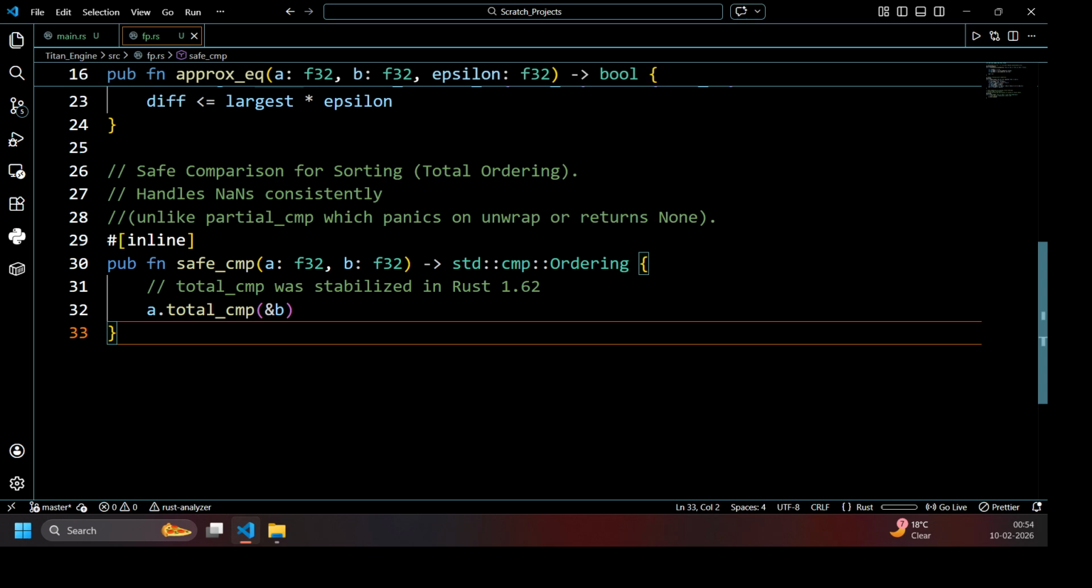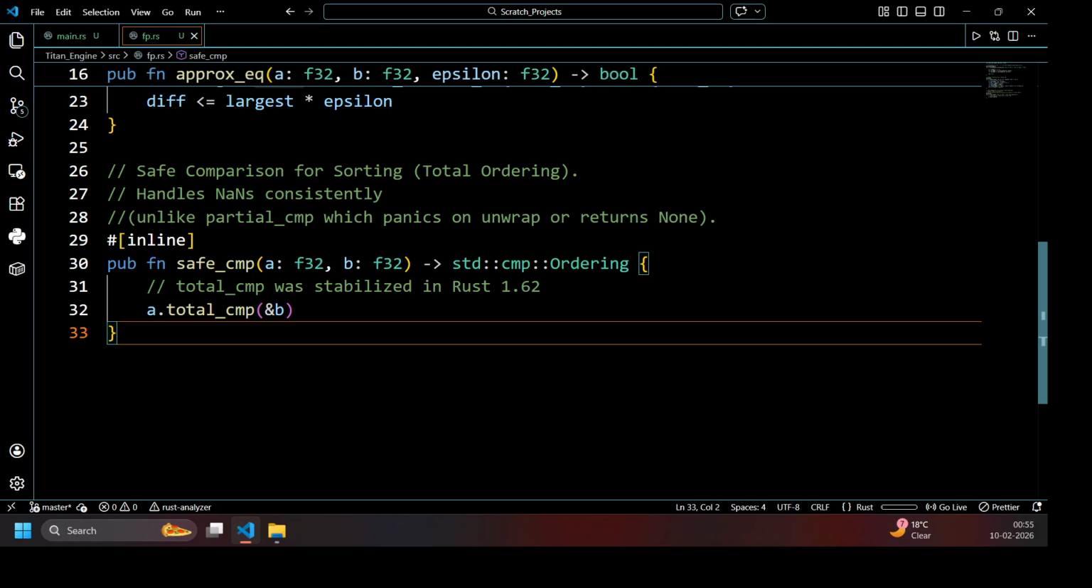Okay, let's define it. pub fn safe_cmp(a: f32, b: f32) -> std::cmp::Ordering. The return type is that standard Ordering enum. Right. Now, I'm guessing we need a bunch of if statements here, like if a is NaN and b is not, return Ordering::Greater. Something horrible like that. We could do that. And in fact, before Rust version 1.62, we had to.